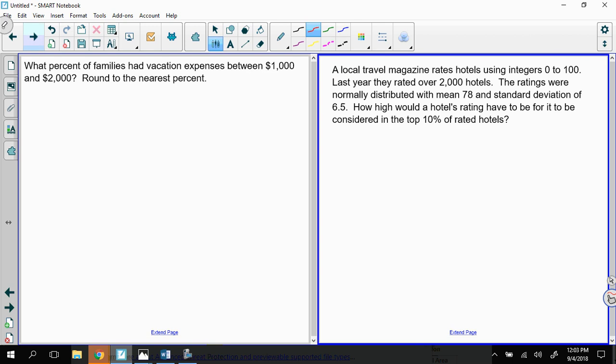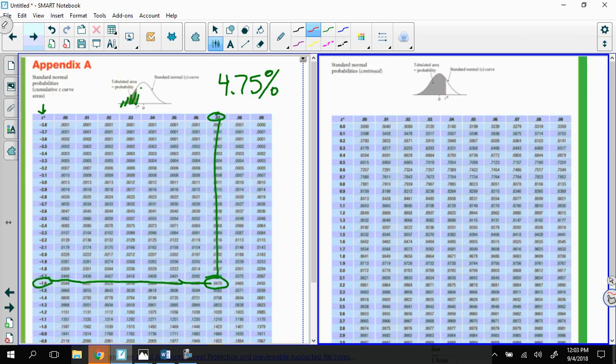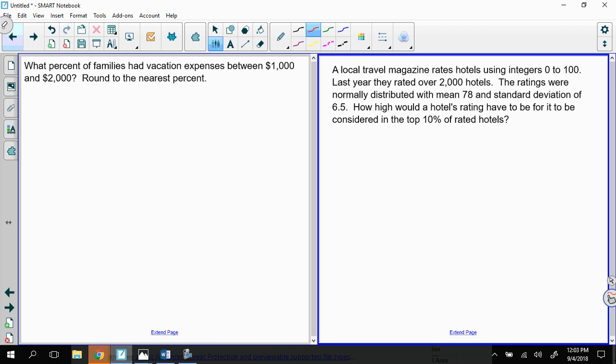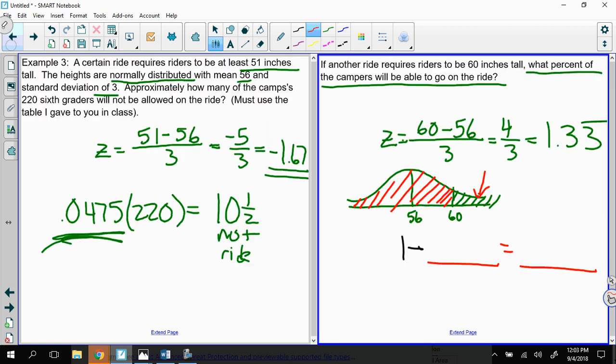133. So we're going to look at our table. 133. Here's 1, 3. Here's the other 3. Follow it down. Follow it across. Looks like 90.82% cannot ride the ride. So if 90.82% cannot ride the ride, that means that only 9% roughly can ride the ride. So here's what the answer should be.